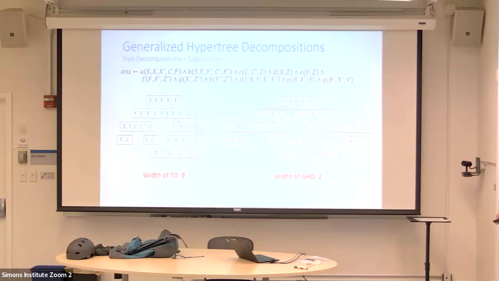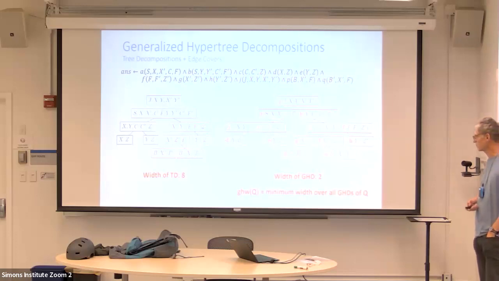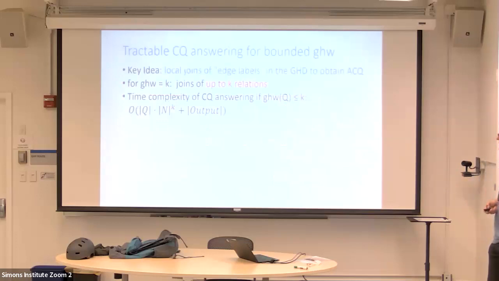Yeah, okay. So, how do we measure the width of a generalized HyperTree decomposition? Well, it's the maximum size of the edge covers. Yeah, okay. And again, generalized HyperTree width is the minimum width over all its generalized HyperTree decompositions. Okay. And why is it good to have low generalized HyperTree widths?